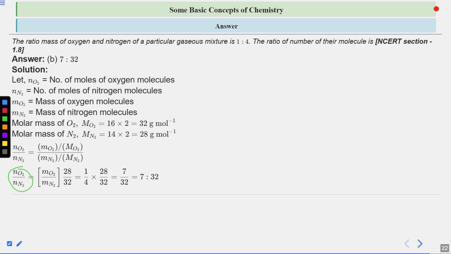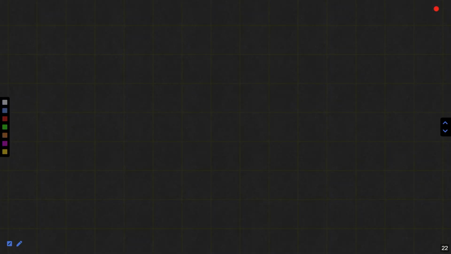So with this, we have completed the question. It's very easy to calculate. So what is the number of moles of O2 to number of moles of N2 that we got? We got this ratio as 7:32. So we can write it as 7/32.